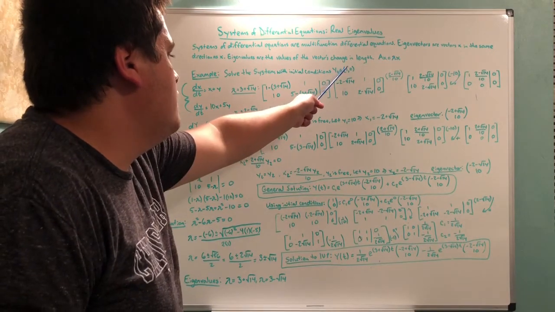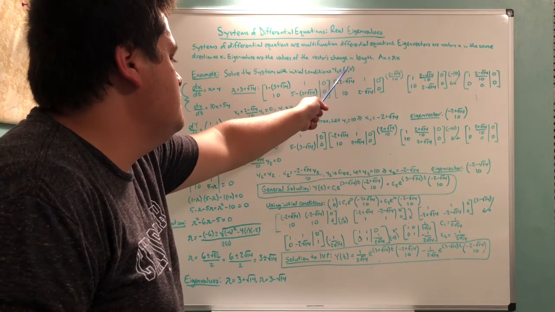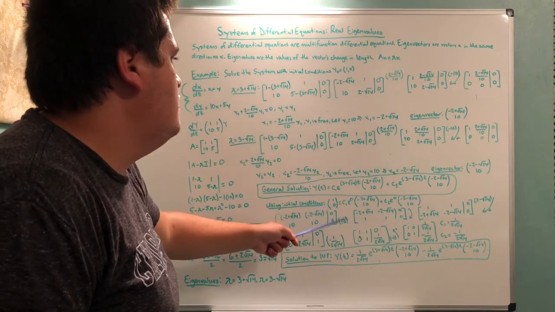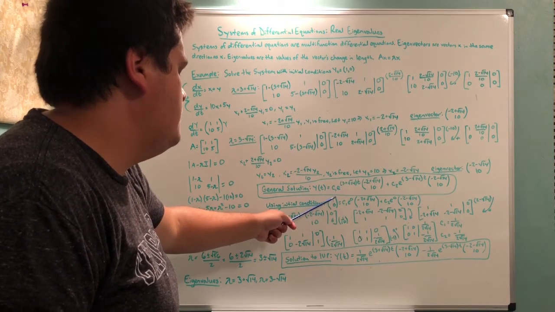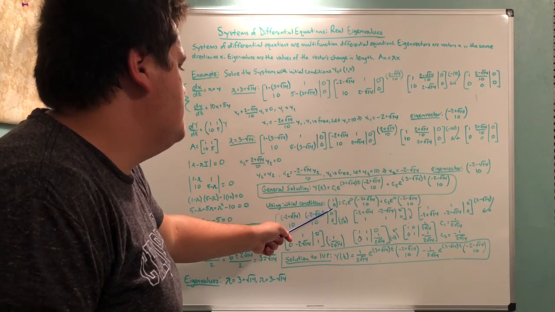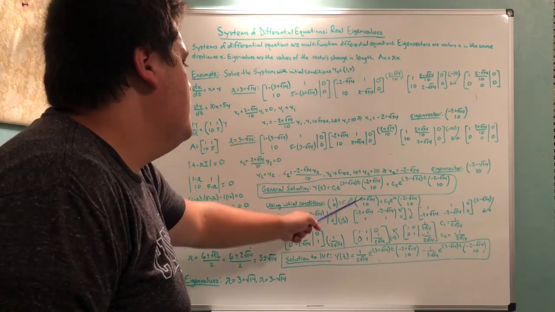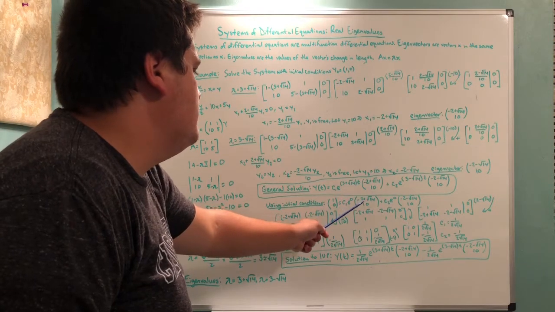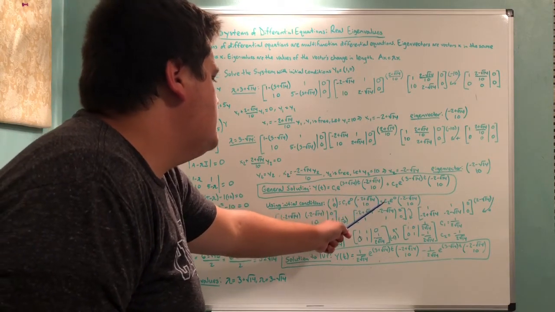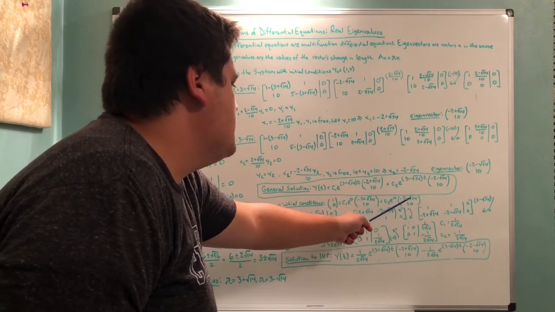And then this is our 1, 0. So these correspond to the rows. So top row, initial value, the value right here is 1. And the bottom row is 0. So 1, 0 is equal to c1 e to the 0, because the 0 is right here, times the vector -2 plus the square root of 14, 10, plus c2 e to the 0 times -2 minus square root of 14, 10.